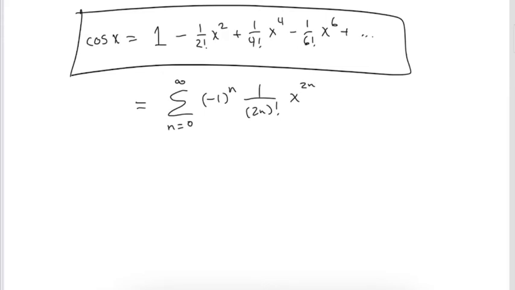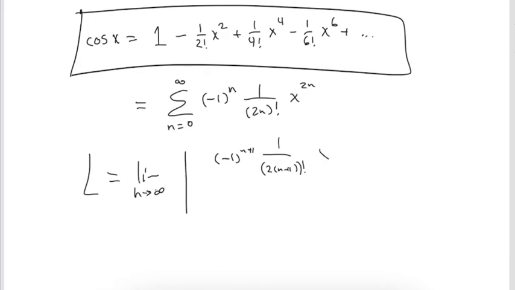Anyway, let's do the radius of convergence thing. So the L would be something like the limit as n goes to infinity of a_{n+1}, so that's (-1)^(n+1) times 1 over, make sure you do this right, (2n+1) factorial. That's 2 times (n+1), the whole thing factorial, which is going to distribute and become 2n+2. Anyway, x to the power 2(n+1).